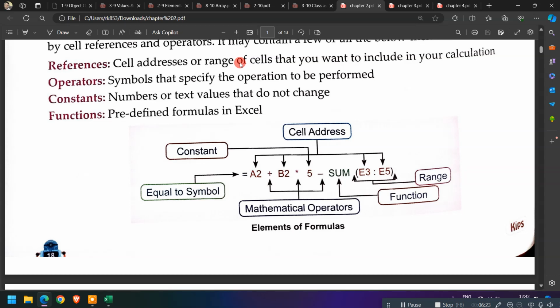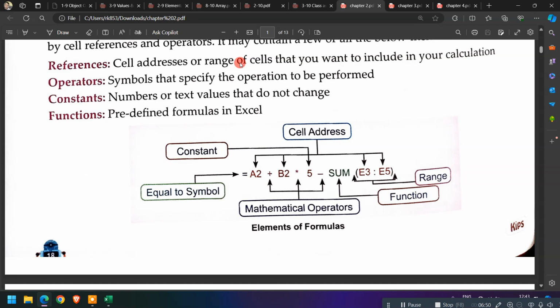Constants are just numbers or text. Constants are the numbers or text values that do not change. Suppose you have written 10, then it will perform the operation on 10, not on another number like 11, 12. If you have written something like mango, ram, sam, gopi, it will not change your value, because these are constants.